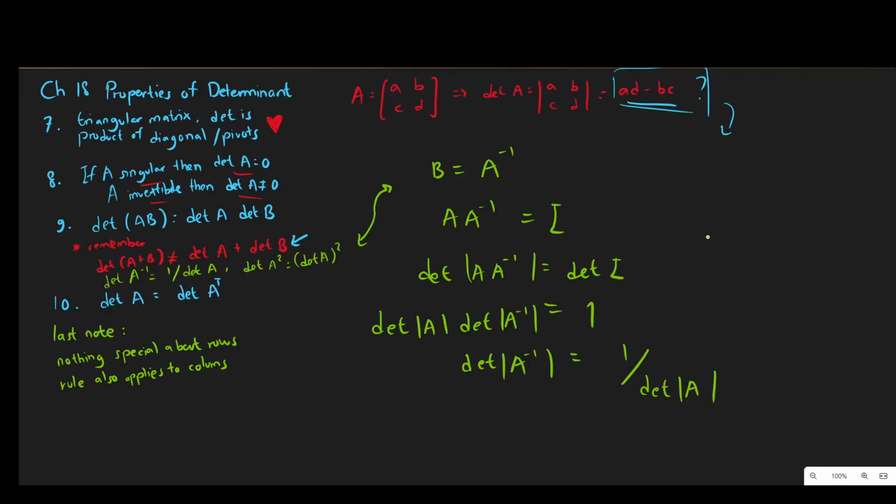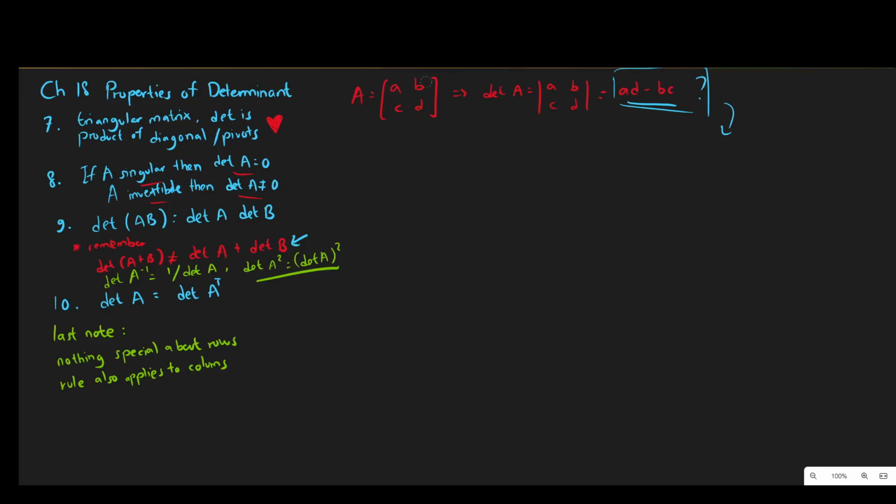Another thing this brings us is that if I just square a matrix, then the determinant of A squared is equal to the determinant of A squared, because of this property. Okay, so let me delete these.